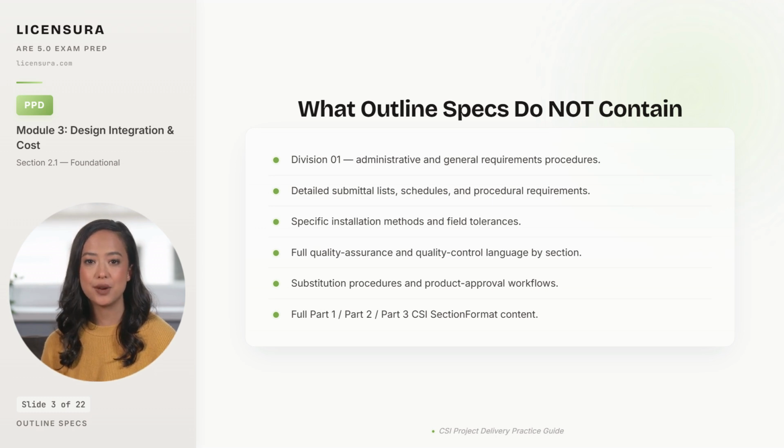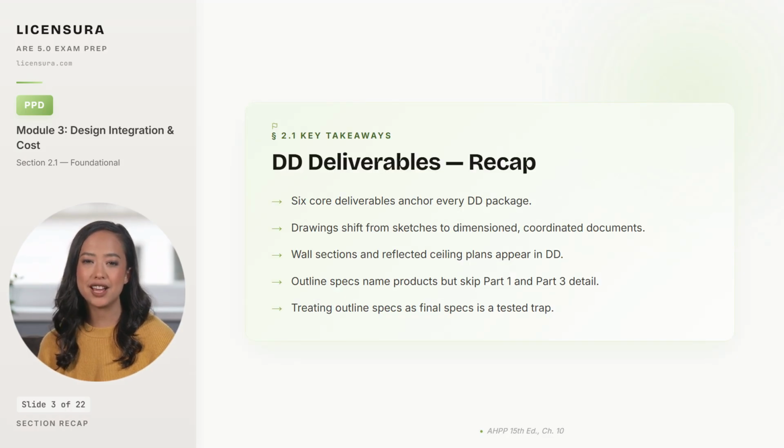Outline specs name products and performance, but they do not yet read like the documents the contractor builds from. The exam will test whether you know the difference. Walk away with these five takeaways, and you will hand off a DD package that holds up in CDs. Five takeaways on design development deliverables.